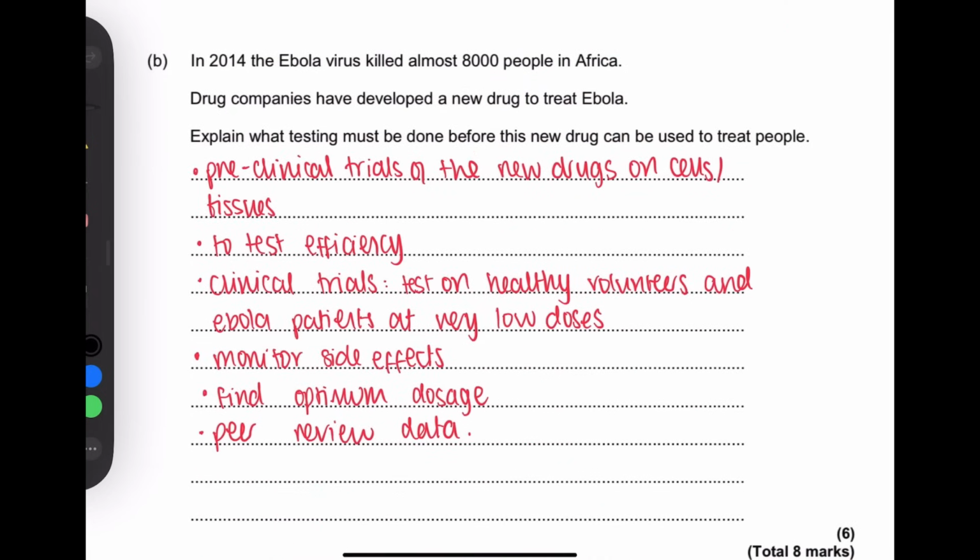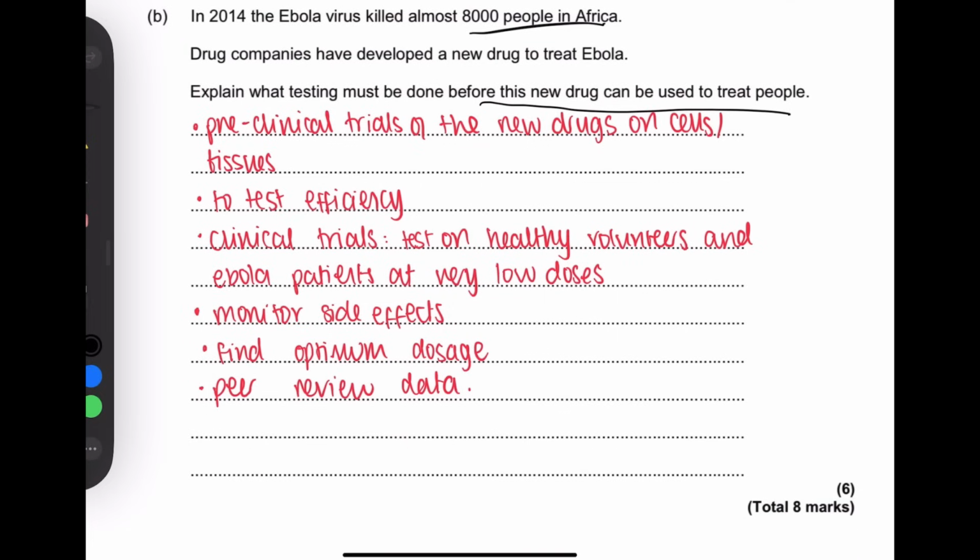B. In 2014, the Ebola virus killed almost 8,000 people in Africa. Drug companies have developed a new drug to treat Ebola. Explain what testing must be done before this new drug can be used to treat people. This is a 6 mark question, and it's the same thing over and over again. You always start with preclinical trials on the new drug, on cells, tissues, or live animals. The point is to test toxicity, dosage, and efficiency. If it doesn't work at all, the dose is too low. If it causes a lot of side effects, it's too high.